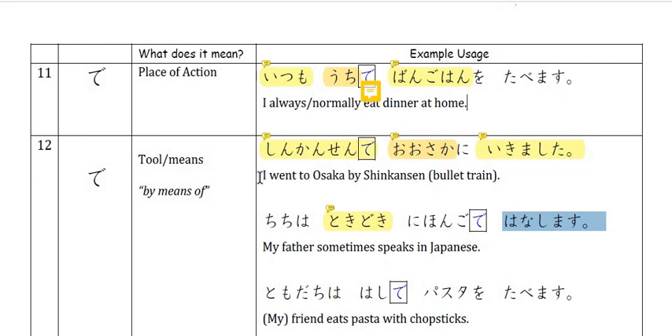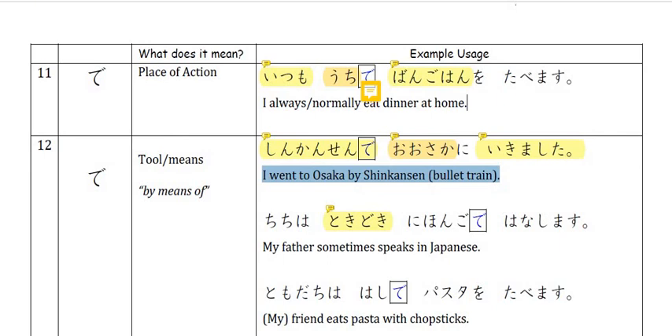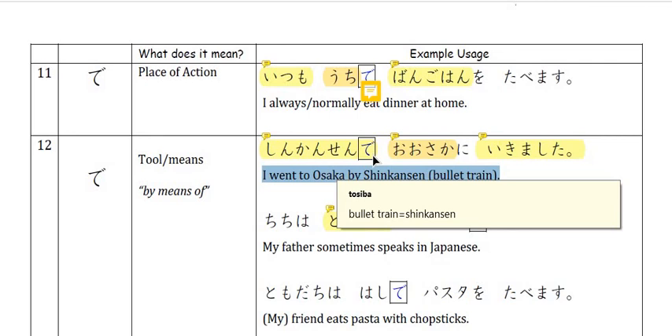So if you want to say I went to Osaka by bullet train, okay, Osaka is my hometown. So if you want to say I went to Osaka using or by means of Shinkansen, that is bullet train, how would you say that? Okay, so it is going to be Shinkansen de, which is the bullet train. And since you're going by means of Shinkansen, you're going to mark it with the particle de.